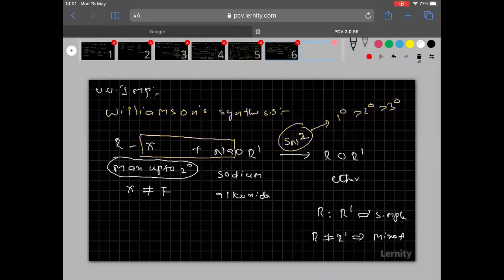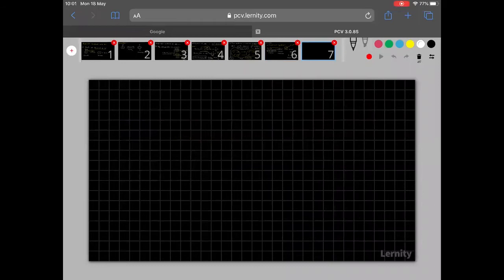Let us take some examples of Williamson. Now here let me take CH3I, when treated with NaOC2H5. Complete this one.